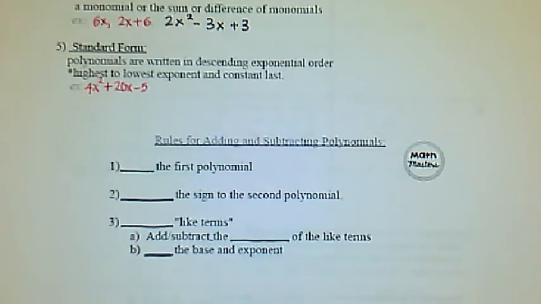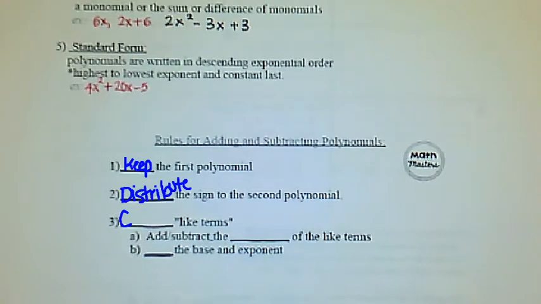Now, the rules for adding and subtracting polynomials. When we have polynomials that we are adding or subtracting, we are going to keep the first polynomial. So don't change anything about it. If terms are negative, keep them negative. Next, we are going to distribute the sign. This is mostly used for subtraction. Obviously, if it's adding, that's not going to change anything. So this is more for subtracting.